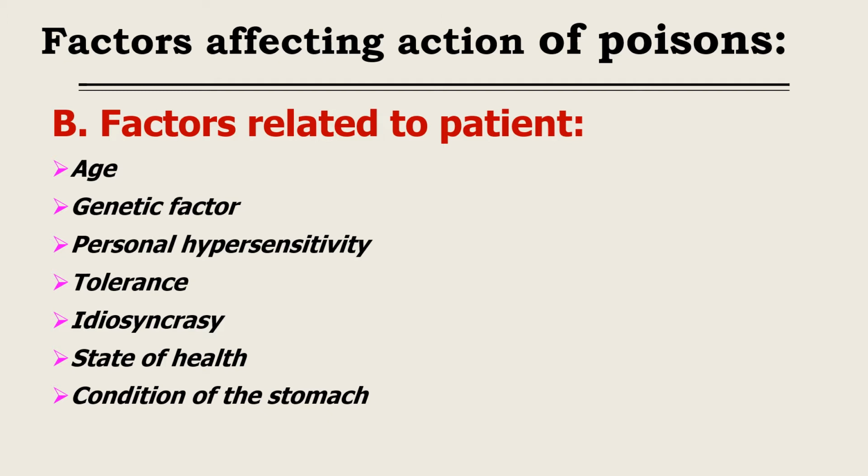Another factor is the genetic factor. For example, some people are born with a genetic deficiency in the cholinesterase enzyme, and this enzyme is responsible for the metabolism of cocaine. So if someone is exposed to cocaine and has a deficiency of cholinesterase enzyme, it will be more toxic to him than to another person with a normal enzyme. And this is the genetic factor.